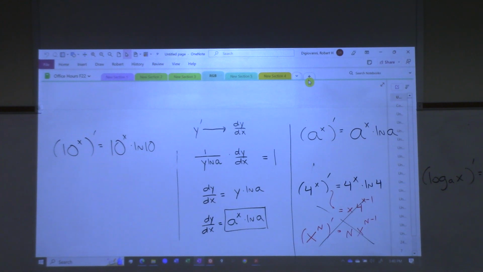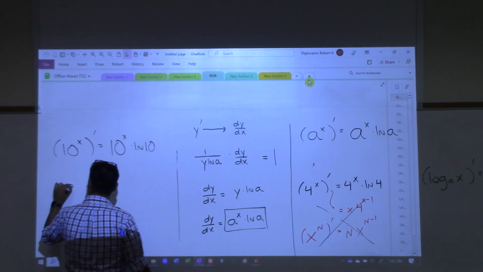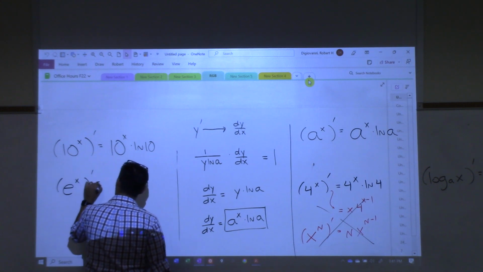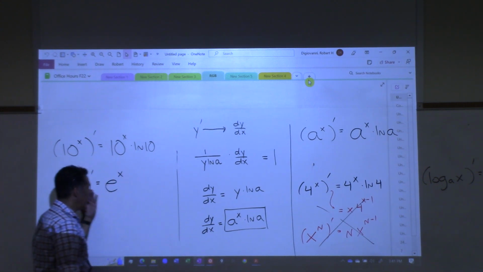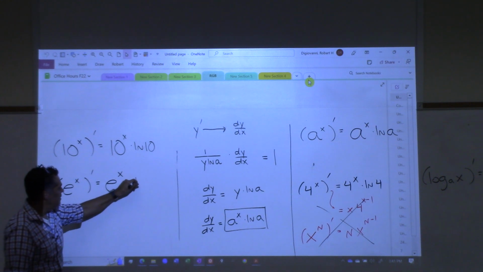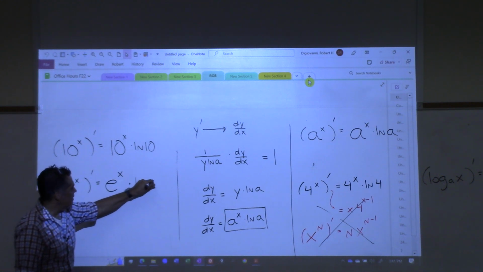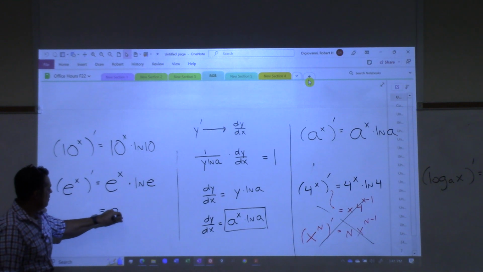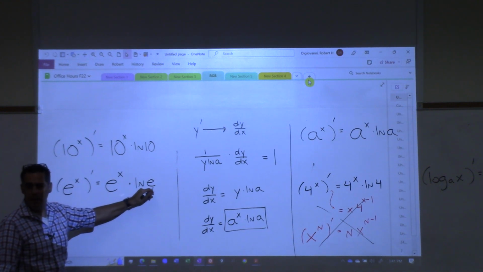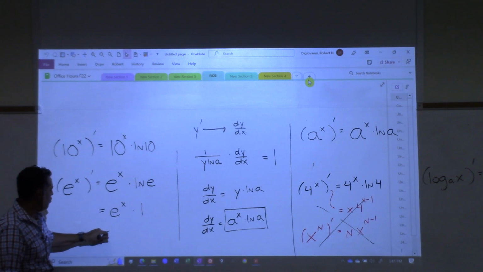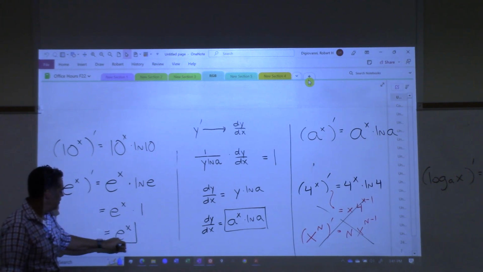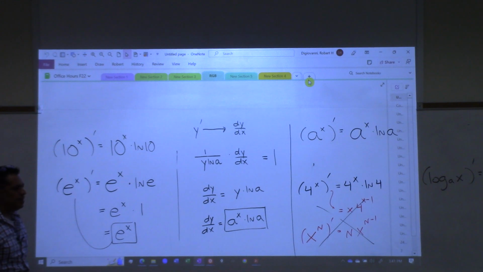And now the question, what about e to the x? What if you have e to the x and you take its derivative? You get itself, right? e to the x, you get itself, and then times, this is the key, natural log of what? e, but what's natural log of e? What's ln of e? 1. So this is e to the x times 1, which is itself. And that is the only function that does that. The only function that exists that is its own derivative is e to the x.